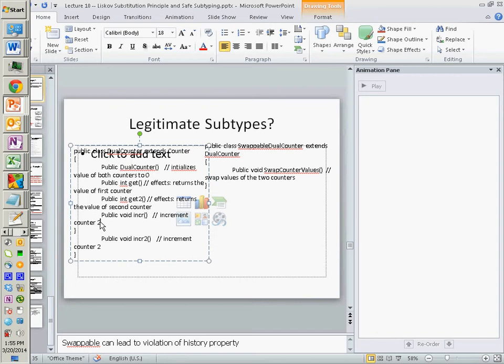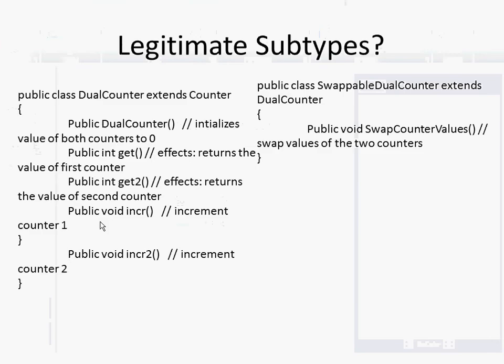So is this guy a legitimate subtype? Could someone be rudely surprised by this one on the left here, if they think it's just a counter? Maybe it was created elsewhere as a dual counter, but it was passed into them as if it's a counter, and they're looking at it as a counter. If all they see are the things that they're treating as a counter, so all they know about is get and increment, could they be rudely surprised? No, it's perfectly legit. We've extended it in a perfectly consistent way.